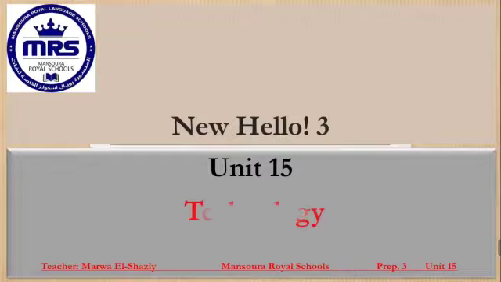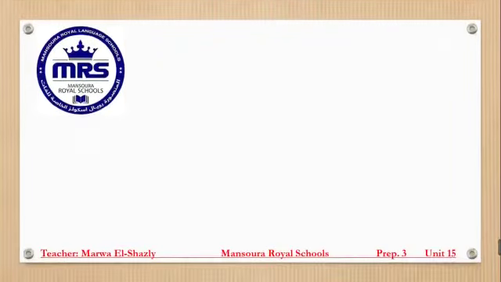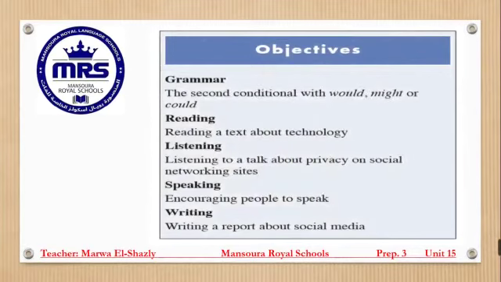We're gonna study Unit 15 from New Hello 3, entitled Technology. For this lesson's objectives, for grammar, we're gonna study the second conditional with would, might, or could. For reading, we're gonna read a text about technology. For listening, we're gonna listen to a talk about privacy on social networking sites. For speaking, we're gonna encourage people to speak. For writing, we're gonna write a report about social media.